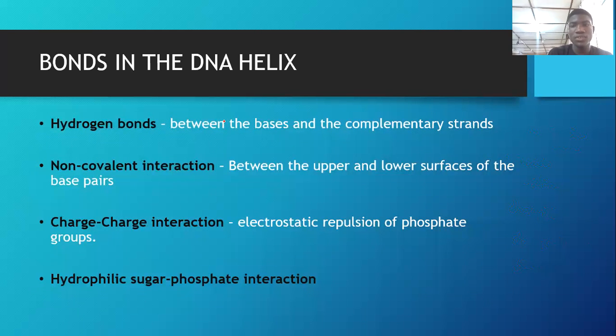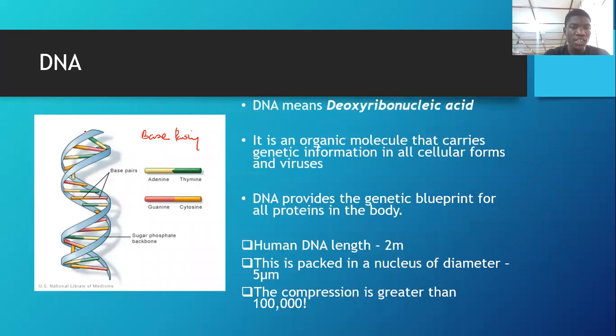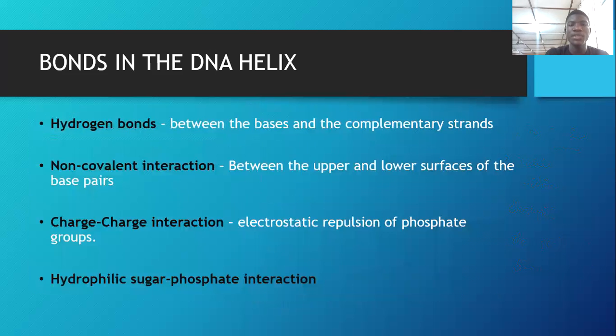Now let's look at the bonds in the DNA helix. And there are lots of bonds, and there are lots of factors that stabilize the DNA helix. But here we are just looking at 4 of them, which is the hydrogen bond. We have hydrogen bonds which exist between the bases and the complementary strand. DNA is said to have 2 strands. If this is your strand, this will be your complementary. And so there is a bond that exists between their bases and the complementary strand.